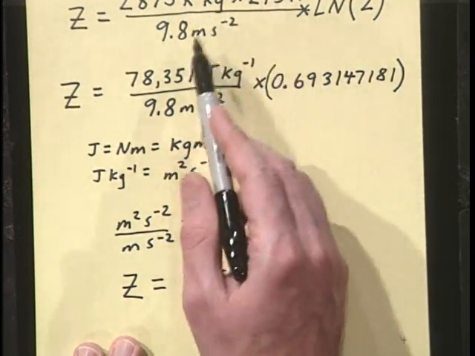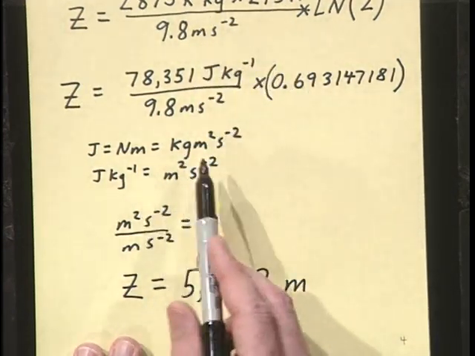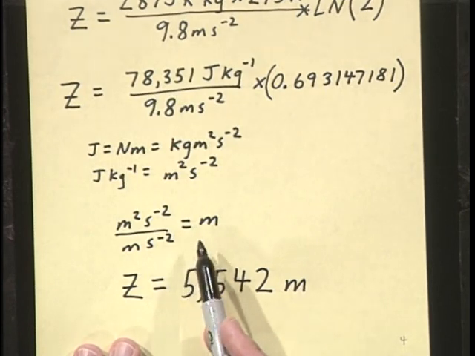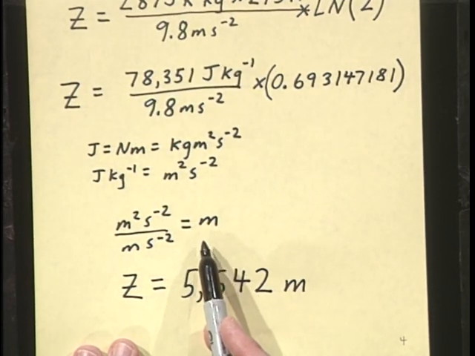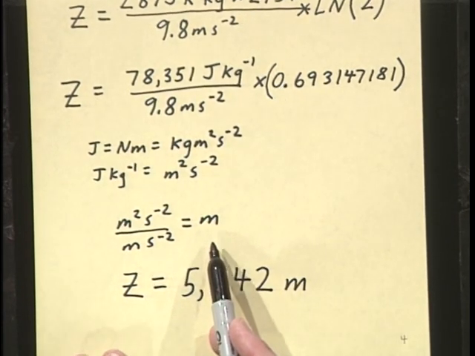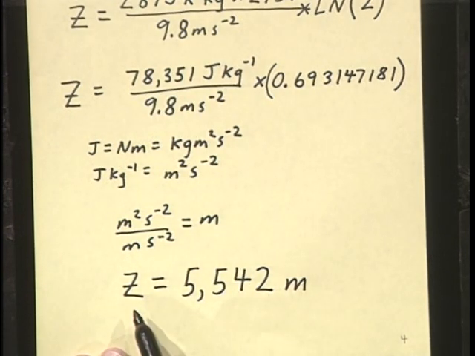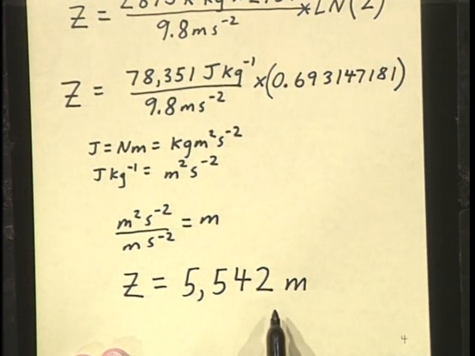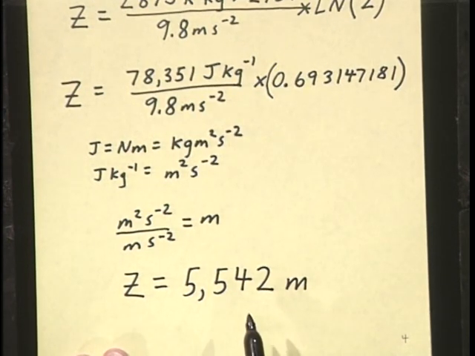I've taken all the units that are given there and canceled all the units out, and you'll be left with the units of meters, which makes sense because thickness is a distance in the vertical, the distance between two pressure levels, and that's going to be in meters.